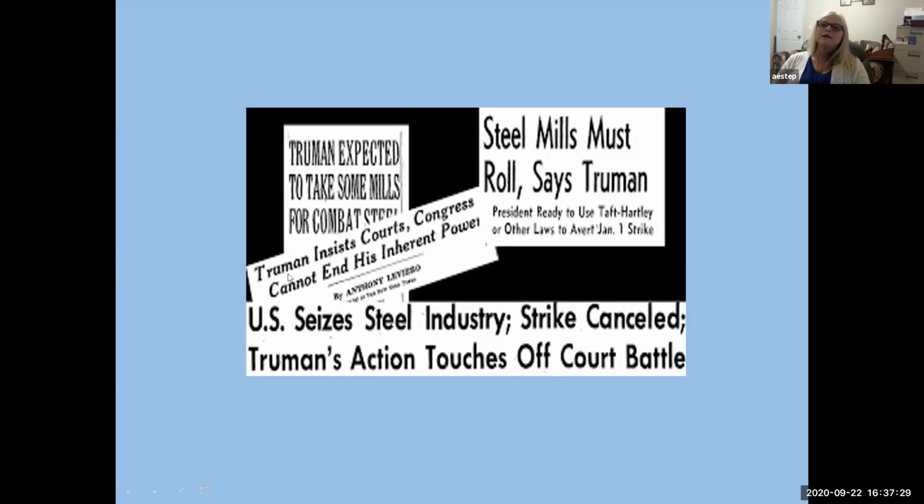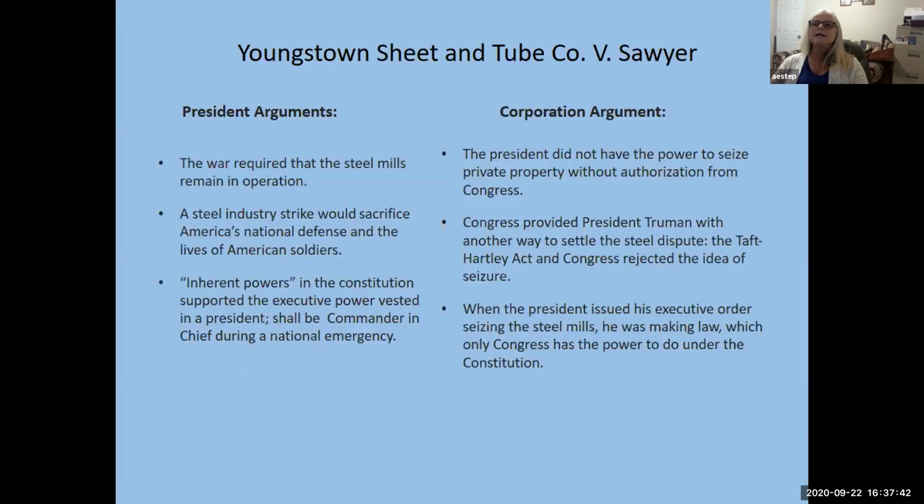He says right here, Truman insists these courts and Congress cannot end his inherent powers. He firmly believes in what he's doing and that he does have those inherent powers. But as it said, Youngstown Sheet and Tube Company files a lawsuit, it goes to court. And President Truman still stands up for what he believes. The corporations come back and say, well, no, by doing this, you're making a law. Congress is the only one who can make law. You can't do that. And so that was their argument.